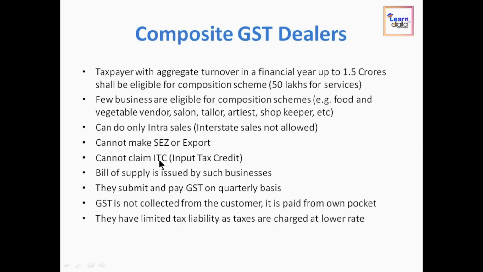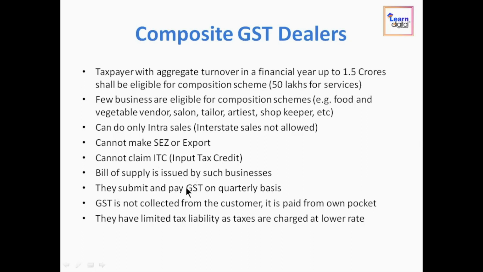Composition dealers cannot claim ITC. They cannot claim the input tax credit. The tax paid on the goods they have purchased cannot be adjusted against the output tax. They cannot claim this ITC. A bill of supply is issued by such businesses. Instead of issuing a tax invoice, they issue a bill of supply.